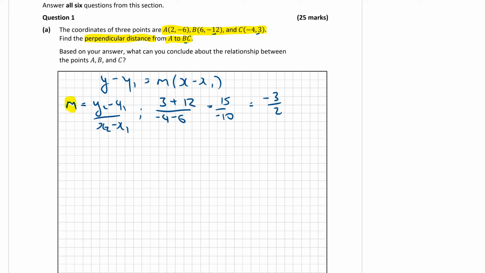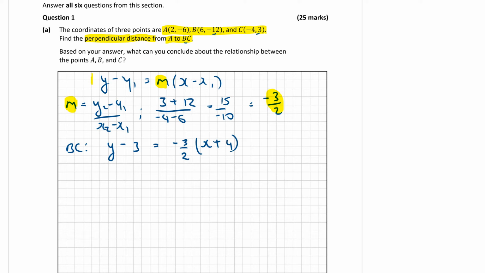That's our slope. So we just need to plug that in and either of the points B or C into the equation of the line, and we'll get the equation of BC. So BC will be y minus y1, so we'll just choose the point C to go with. So it's y minus 3 is equal to our slope, which is minus 3 over 2, times x minus the x value of C, which is minus 4. So it's x minus minus 4, which is x plus 4.